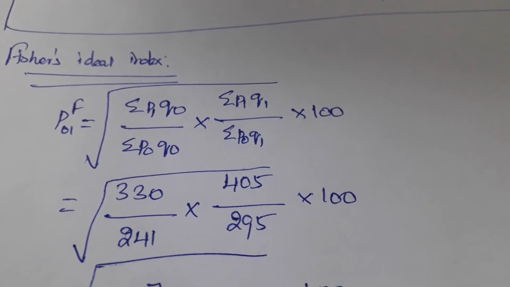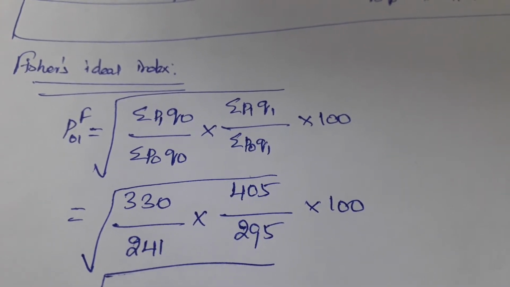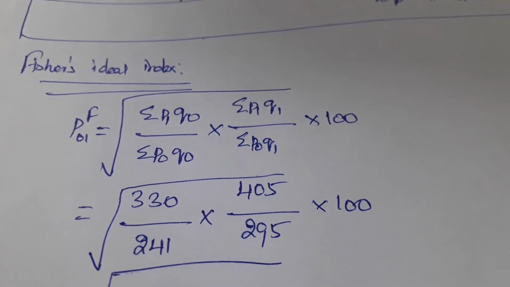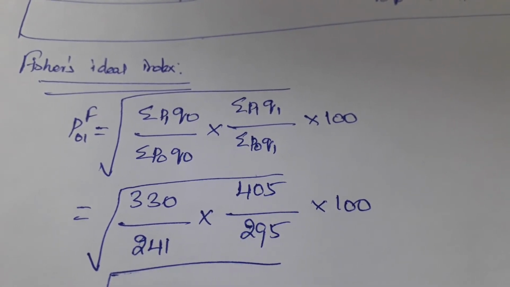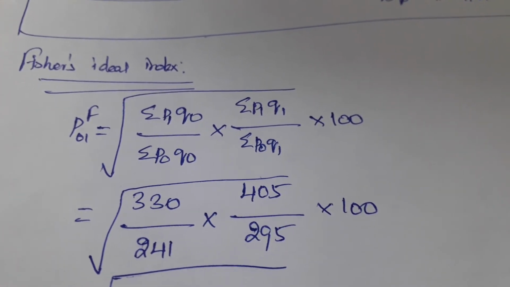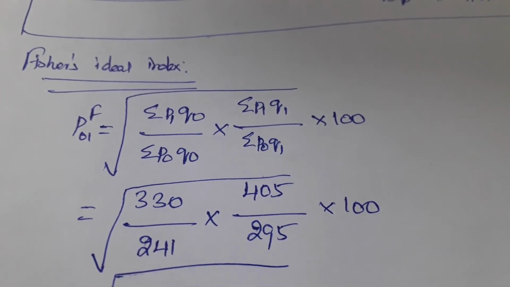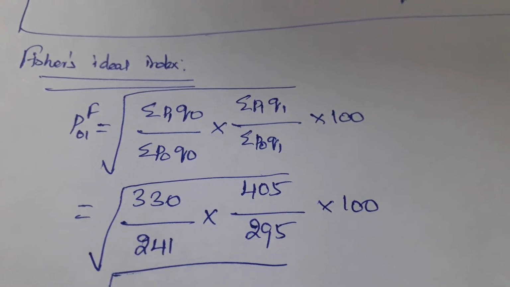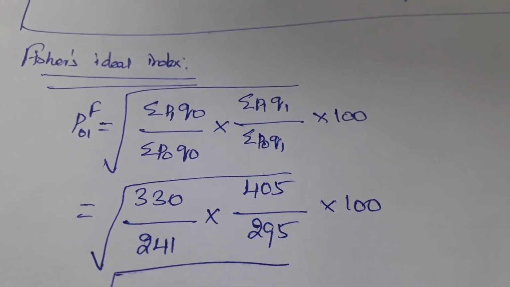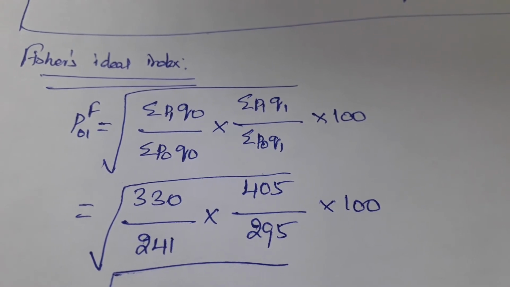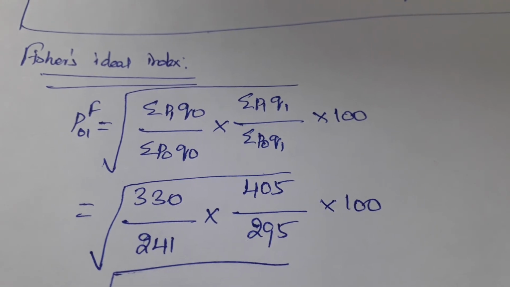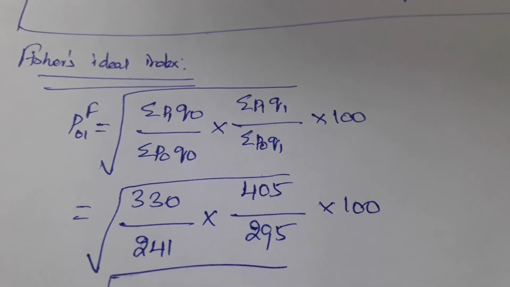So we will write down the formula of Fisher's ideal index first. The P01 with F indicates Fisher's ideal price index, the current year price with respect to the base year price. That is denoted as P01.